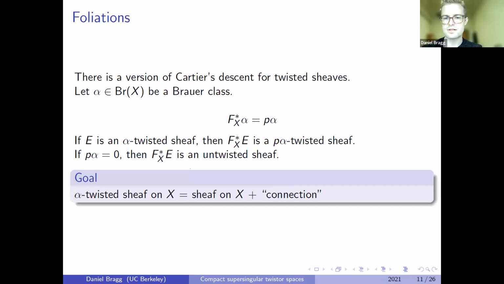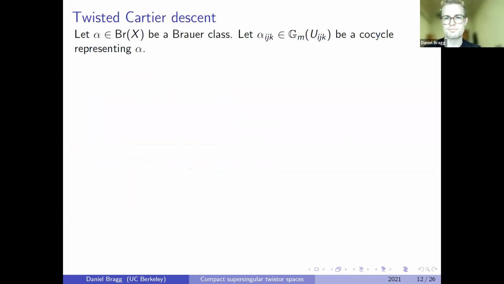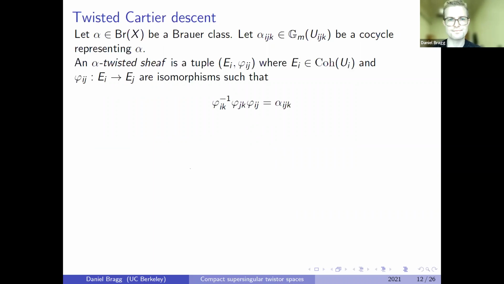Okay, so it turns out this does work, and you can work this out. So I'll say a few words about it from a few different perspectives to try to give an idea of what's going on here. I found it actually really helpful to think about in terms of cocycles first. So here's a description of how you do this in terms of cocycles. Let's say you have a Brauer class, and let's say you pick some cocycles representing alpha, some alpha_ijk's. So this is like a 2-cocycle.